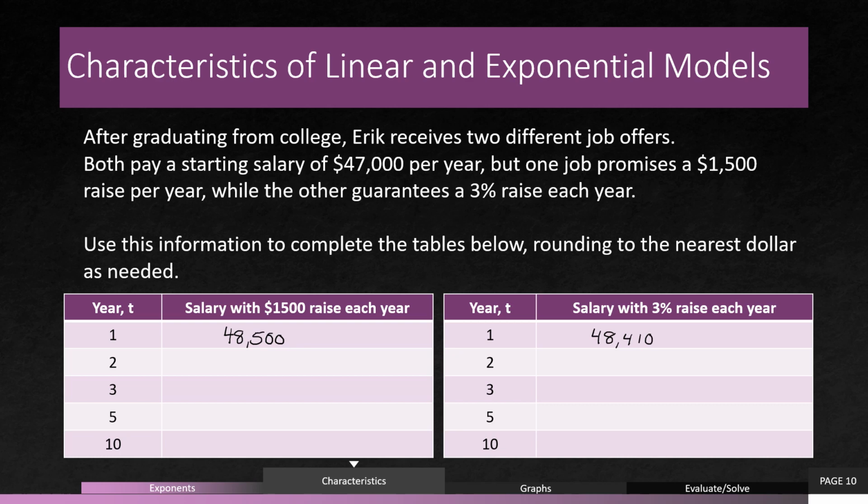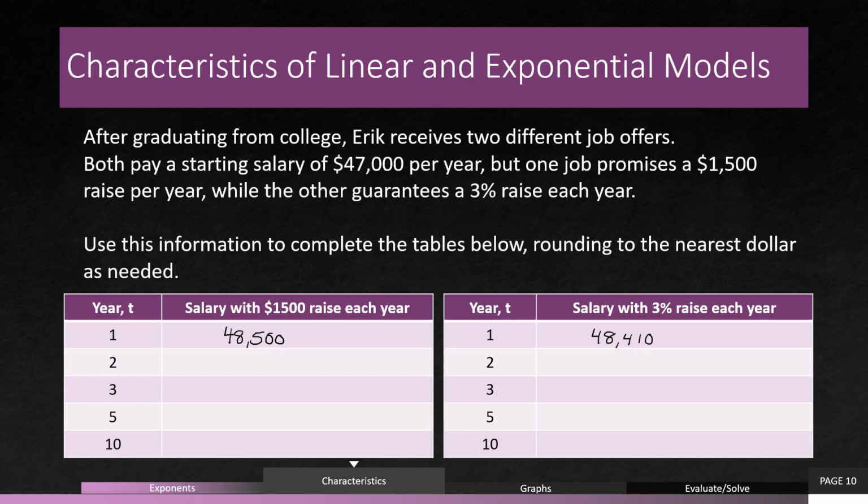What I would like you to do right now is to continue these tables. For the first one, you're just going to add a straight $1,500 raise each time. For the second table, you are going to add 3% of the previous year. Now you can use your calculator, make a table of values, or just however you wish to do those, but pause the video for a second. Then when you restart, we'll look at the answers.